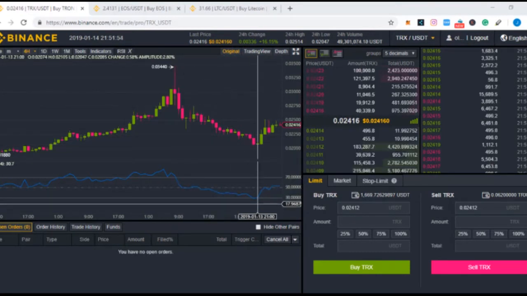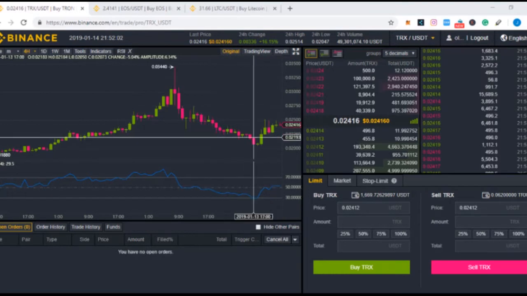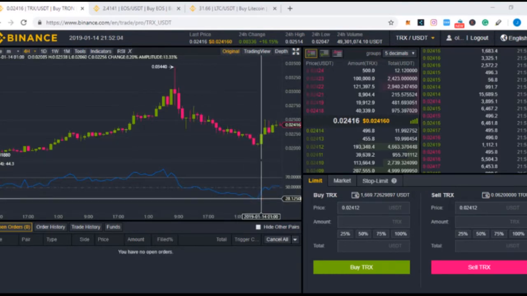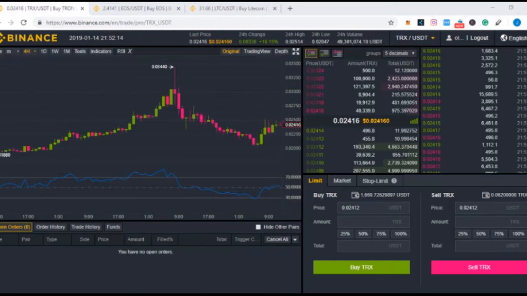So there's a recent scenario. This is for traders, and that was yesterday, 13th of January 2019. You can see there was a drop on Tron and the RSI was around 28, and if you bought at this position here, you can see your profit. Wow. So that's how the RSI works for traders.